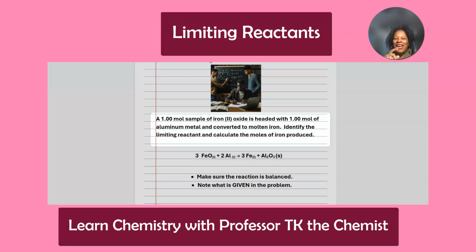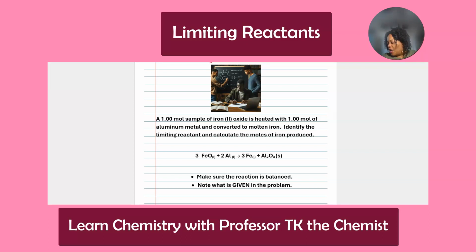Let's do a correction that says heated. Okay? It's been corrected. So now, in this problem, they've given us two things. Number one, they've established that we have 1.00 moles of iron(II) oxide, and we also have 1.00 moles of aluminum metal. What we have to do is calculate the limiting reactant based on the moles of iron that's produced.